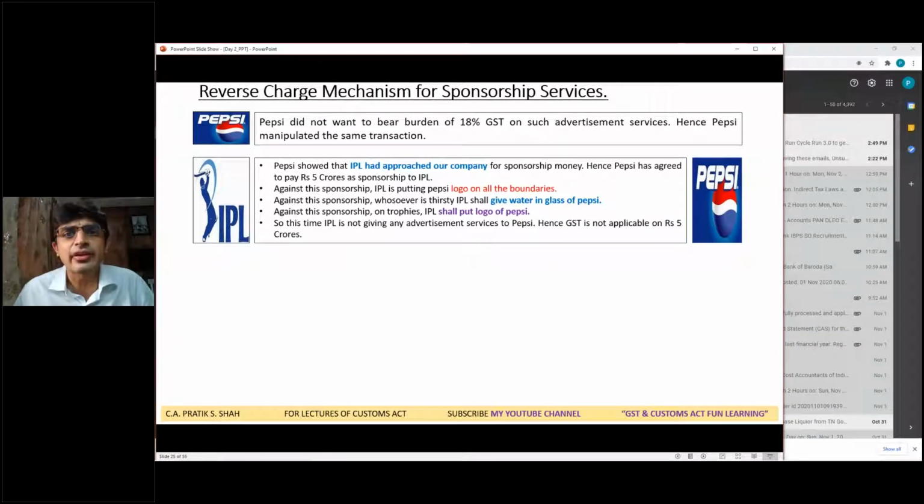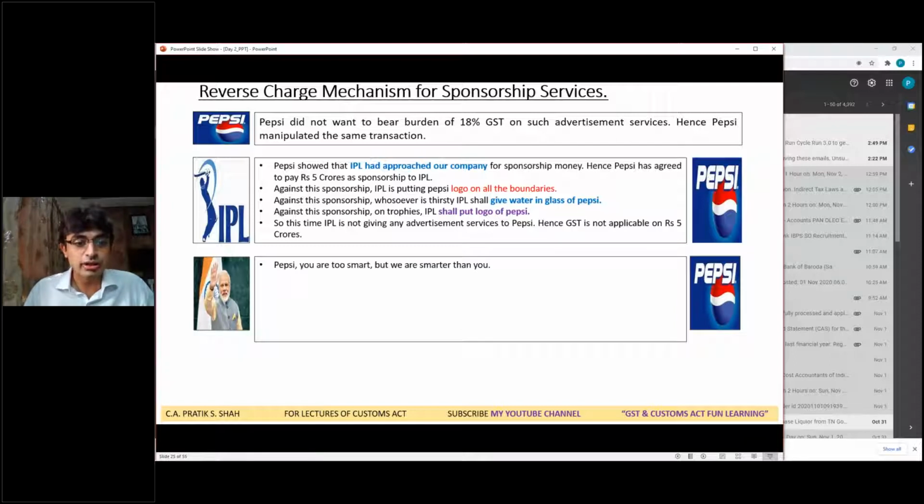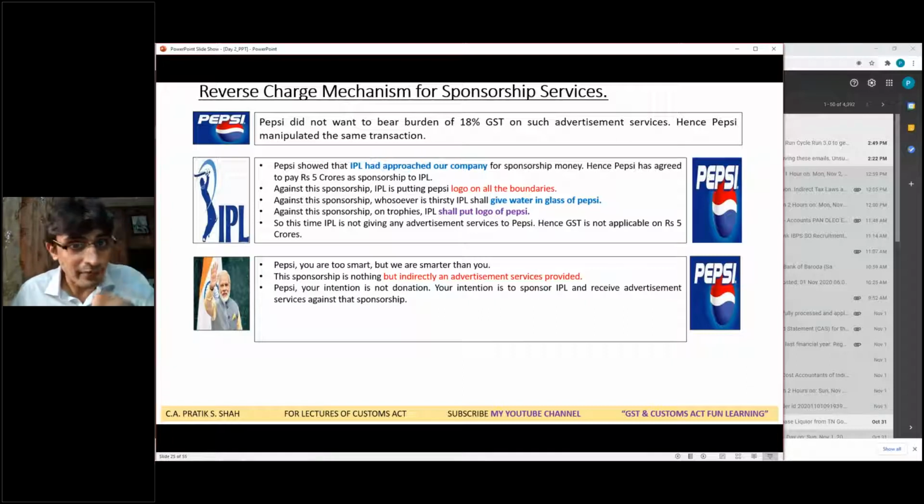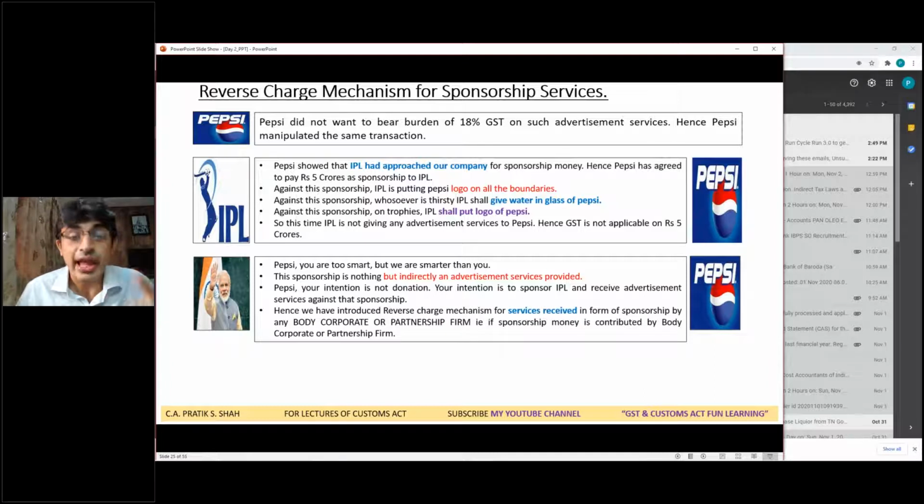So it manipulated and is saying GST not applicable. IPL is not giving me any advertising, I am giving sponsorship. The government straight away came into the picture: Pepsi, you are too smart, but we are smarter than you. Sponsorship is nothing but indirectly an advertising service. Pepsi's intention was not donation. It wanted advertising, but indirectly. Hence, what did the government do? Whosoever gives the sponsorship money, I repeat, whosoever gives the sponsorship money will pay GST under reverse charge.